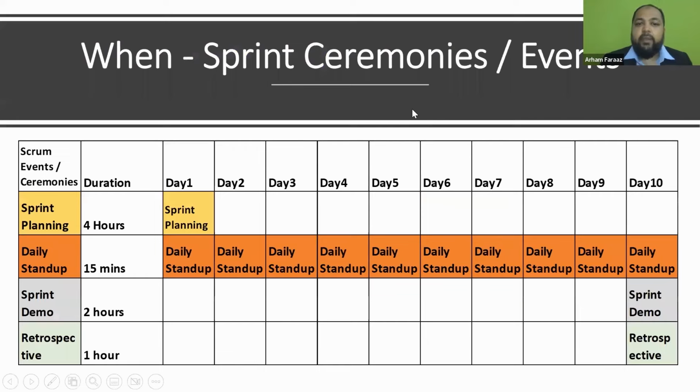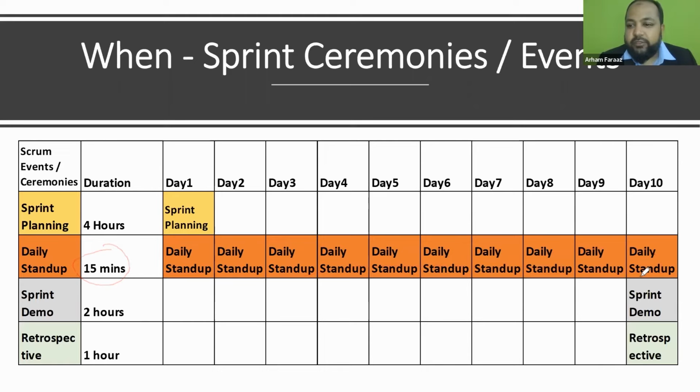The next one. So now let's try to understand what ceremonies happen when. The first one is your sprint planning. The sprint planning happens on the first day of the sprint for 4 hours. So on day one, we have the sprint planning. The entire team, the development team, the PO, and the Scrum Master, everybody joins. Then we have the daily stand-ups every day for the next 10 days, and the duration is 15 minutes.